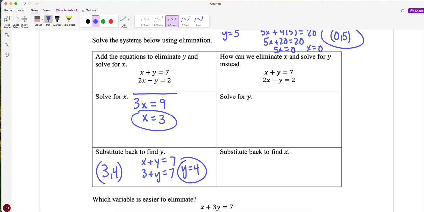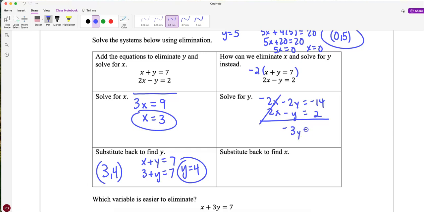Now, let's look at this one. I know I can add and eliminate y. How could I eliminate x? Well, to eliminate x, I can multiply this first equation by negative 2. And I get negative 2x minus 2y equals negative 14. And then the second equation, now when I add these two equations, the x cancels.